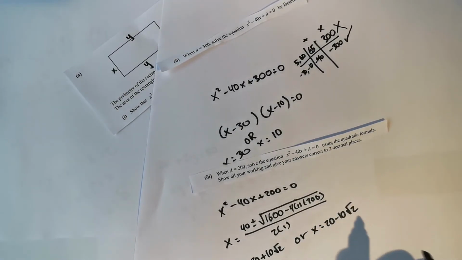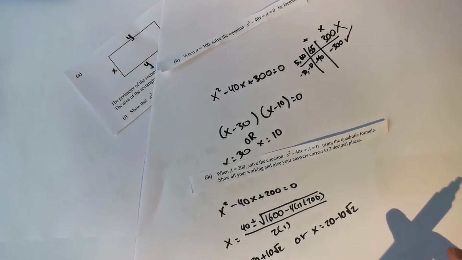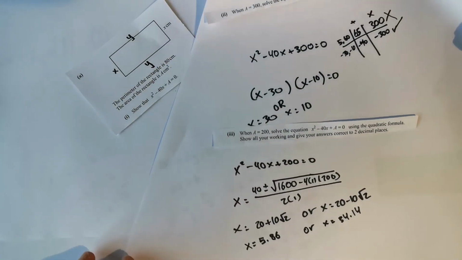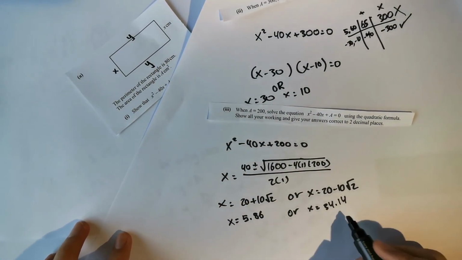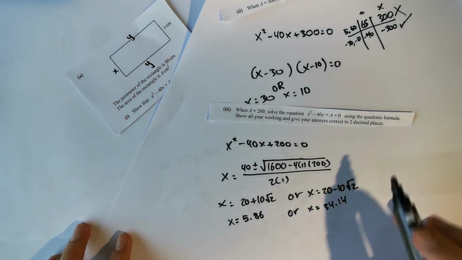And of course they want the answers correct to 2 decimal places, so we have to give the answer as decimals. Here these are the two answers, 5.86 and 34.14, because they want them to 2 decimal places.